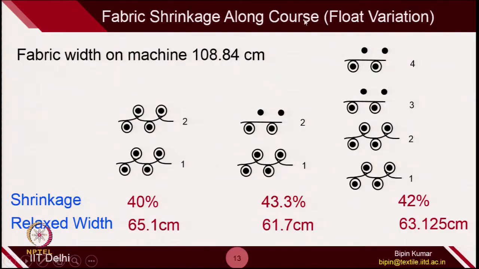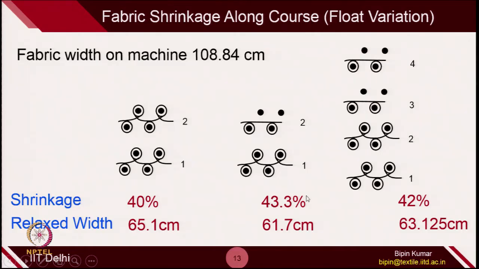If you see the float variation, here I created 3 fabric samples, all rib, with the float in one of the beds. First course all rib, in second course the front bed is making loop, the back is making float, here 2 rib followed by 2 float on the back bed. So, you can see here along course direction, whenever you are creating float, the shrinkage is not too much.